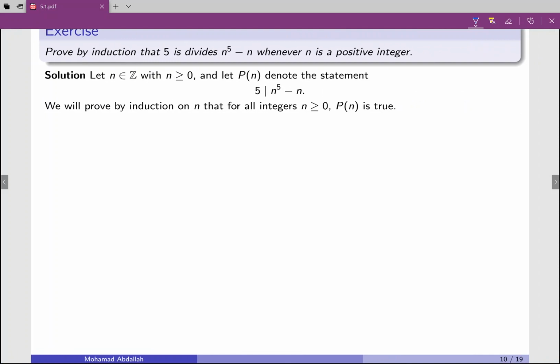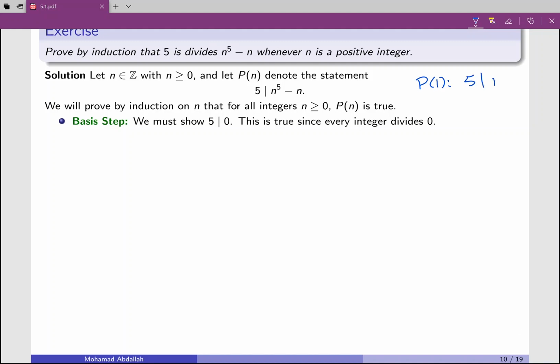So first I have to define my statement. Let P of n be my statement. It denotes that 5 divides n to the power 5 minus n, when n is a positive integer. Actually here I have a typo. This should be when n is greater or equal to 1. So when n is equal to 1, P of 1 means 5 divides 1 to the power 5 minus 1, so 5 divides 0. Yes, any number divides 0. So this is true, since every integer divides 0.